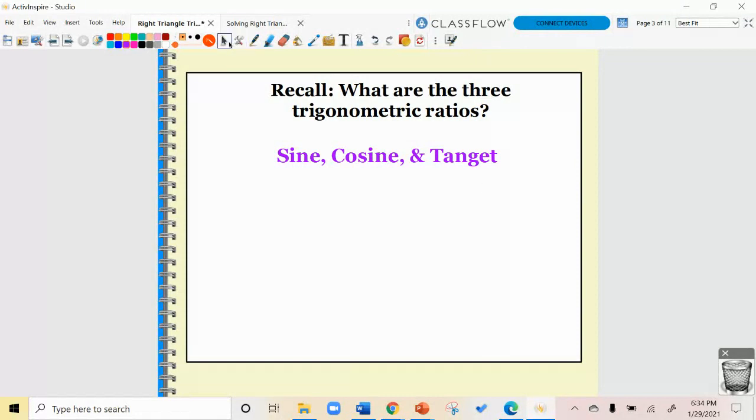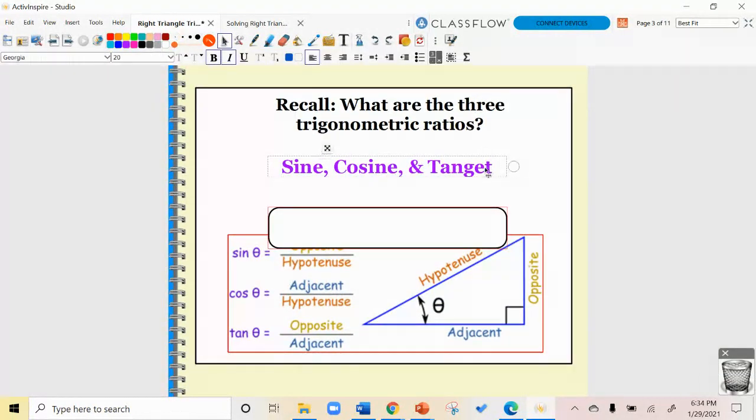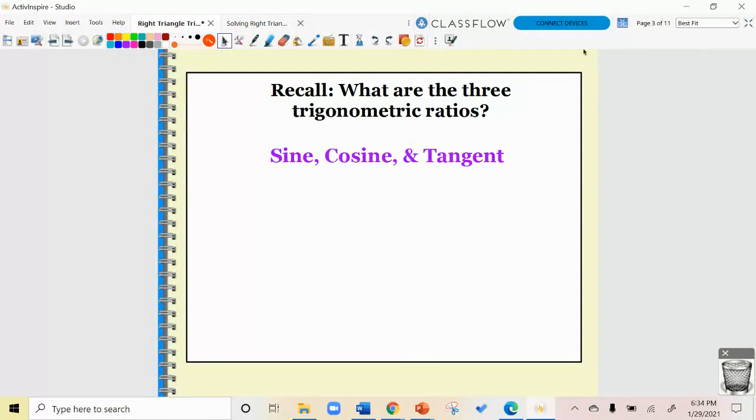Oh, wow, I spelled tangent wrong. Oh, goodness. I'm going to change it. Oh, no. I'm going to change it during the video, and then I'm going to pretend like it didn't happen.